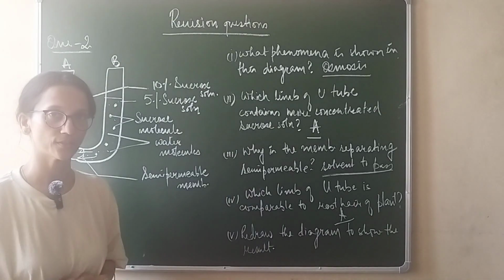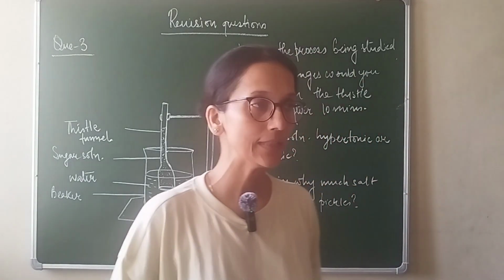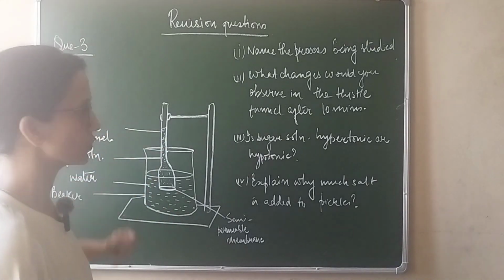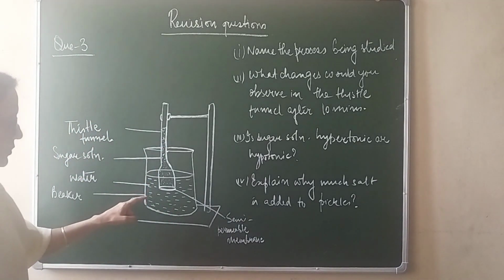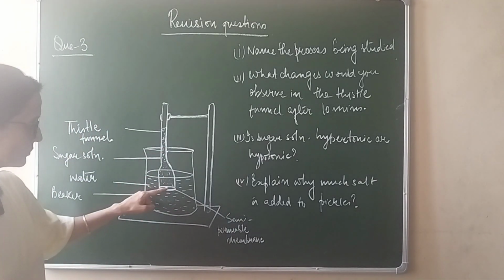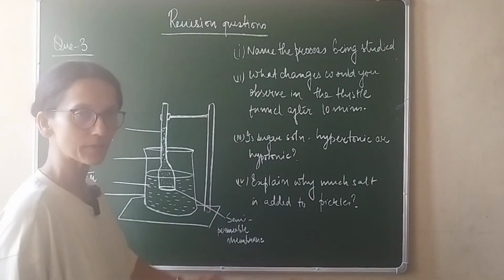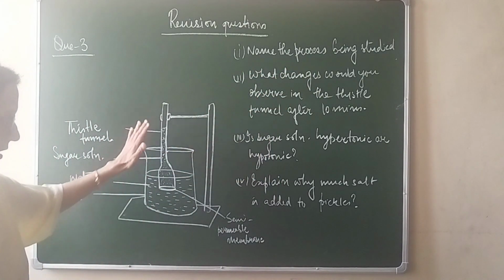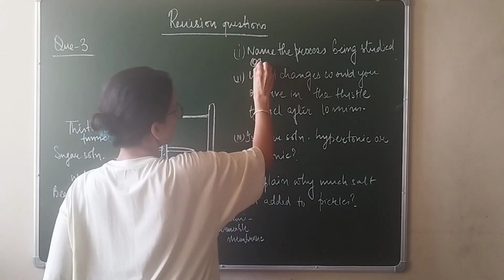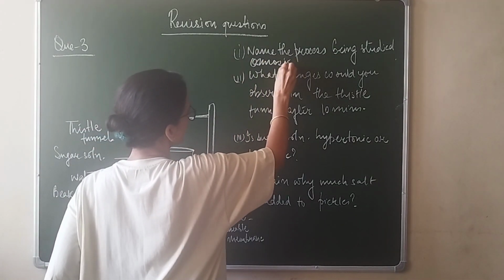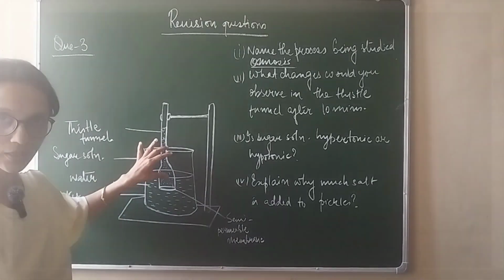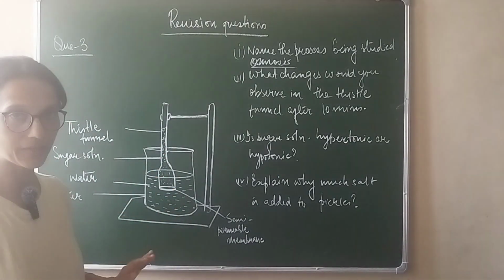Let's do the next question. In question number 3, they have given a setup, and we are already quite familiar with this setup, where they are showing there is sugar solution in the thistle funnel, there is water present in the beaker, and the mouth of the thistle funnel is sealed with a semi-permeable membrane. Now the first question is, name the process being studied. The process that is being studied here is osmosis. Why? Because there is a semi-permeable membrane separating the two conditions. One, which is a solution of sugar, another is plain water.